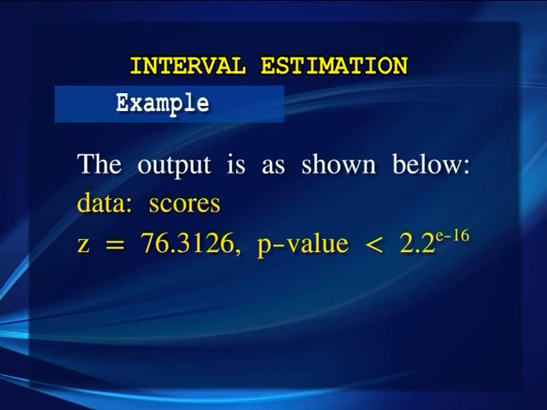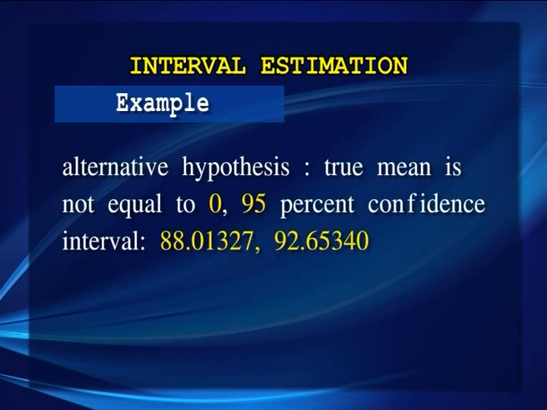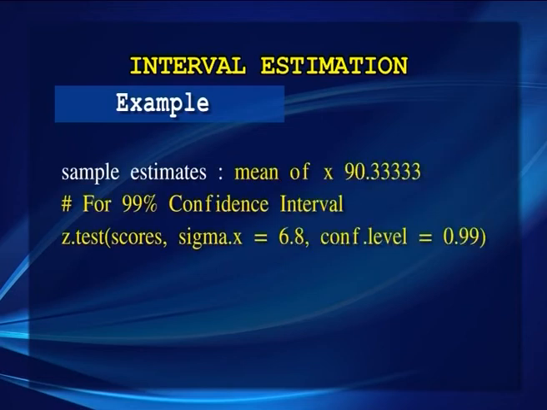Data specifies the data, that is scores. The z value is 76.3126 and the p-value is less than 2.2e-16, and the alternative hypothesis is true mean is not equal to 0. The 95% confidence interval is 88.01327 to 92.65340. Sample estimates: mean of x is 90.3333. So, we see that 95% was taken as default.